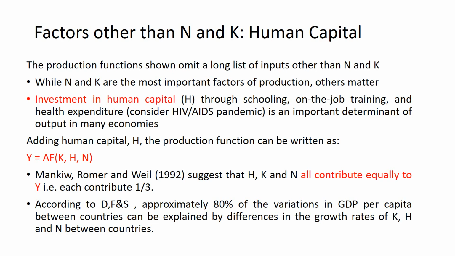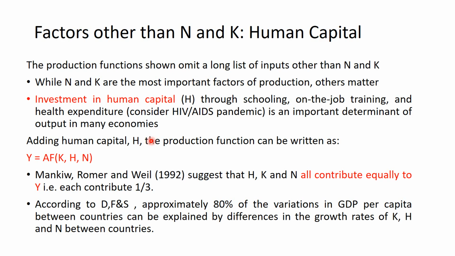So adding human capital, for instance, into the production function, we can write the general form of the production function as follows. Total output is equal to the technological change, which is also a function of capital stock, human capital, and the population size. Researchers Mankiw, Romer, and Weil suggest that the contributions of human capital, physical capital, and the population size are roughly all equal to economic growth. So each of those factors contributes approximately 1/3 to economic growth.